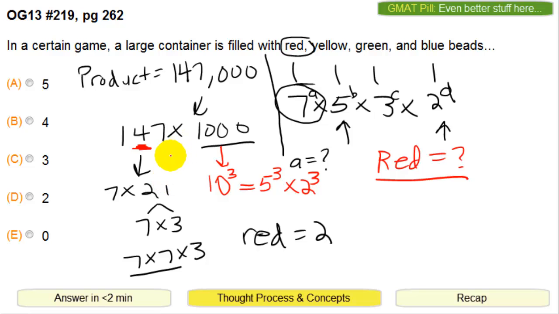How many 7s do you have? How many reds do you have? You have 2 red beads. So that's why the answer here is D, 2.